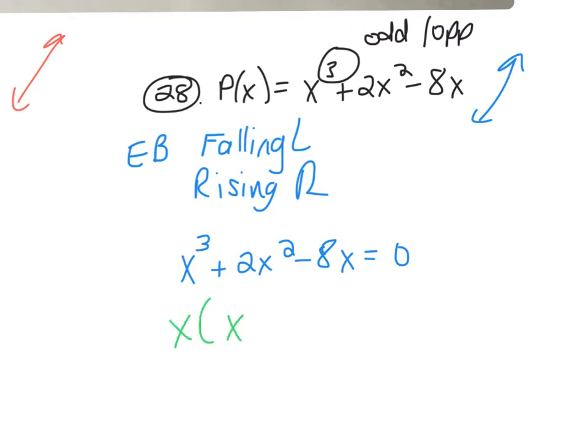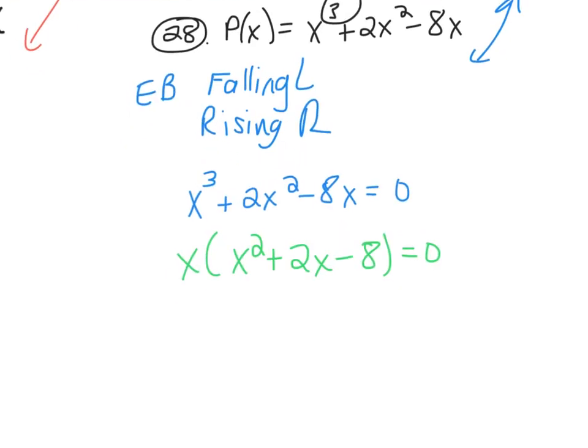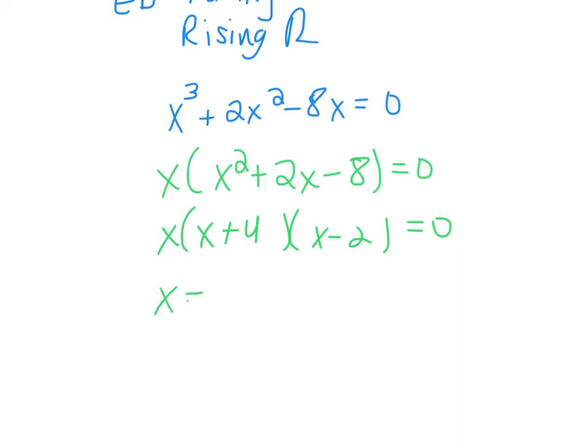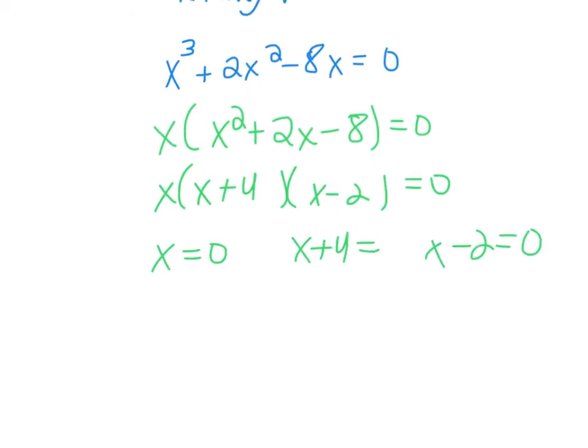Take out the x, so I'm left with x squared plus 2x minus 8 equals 0. What are the factors of negative 8 that give me a positive 2 when I add? X plus 4, x minus 2. Perfect. So I say x equals 0, x plus 4 equals 0, and x minus 2 equals 0. So x equals 0, x equals negative 4, and x equals positive 2.